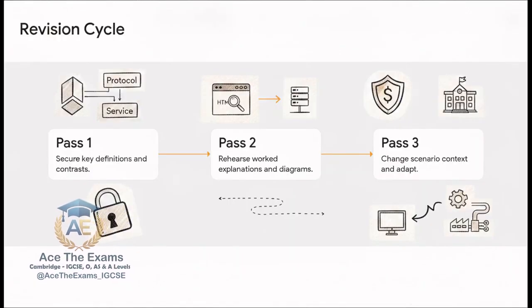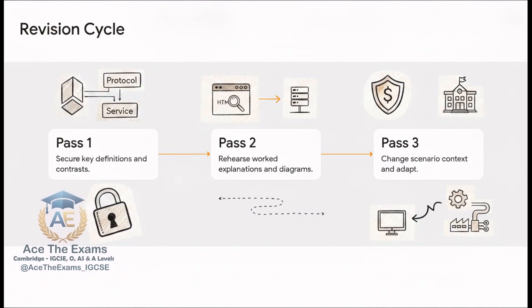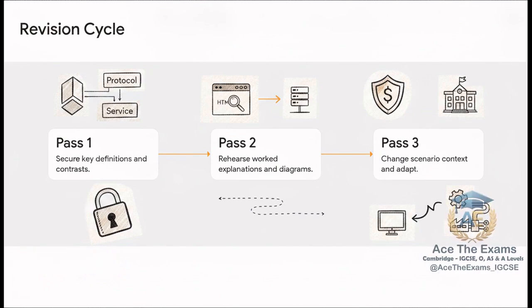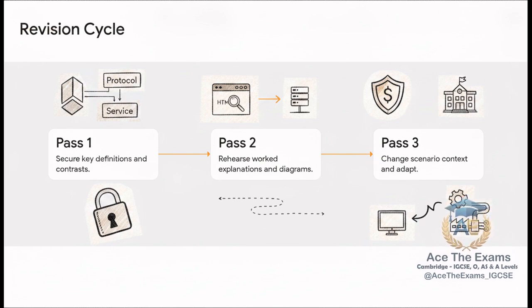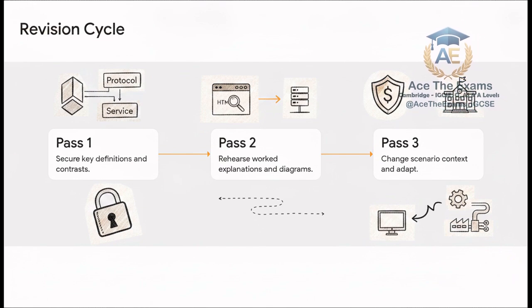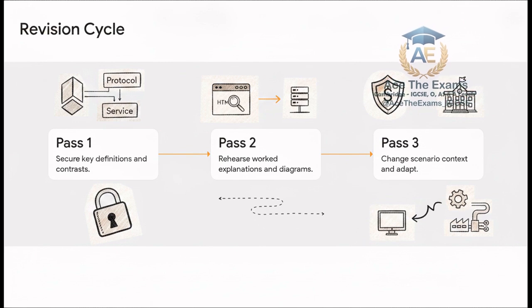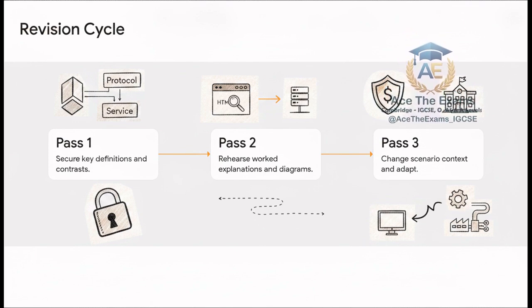And to lock this in, we use a 3-pass revision cycle. Pass 1, you secure your definitions and key contrasts, like knowing protocol versus service. Pass 2, you rehearse worked explanations and process sequences, like exactly how a browser retrieves HTML. And Pass 3, this is the game changer. You change the scenario context. You practice transferring your knowledge from a generic website to a secure school system, or maybe an industrial network. Adaptability here is absolutely everything.